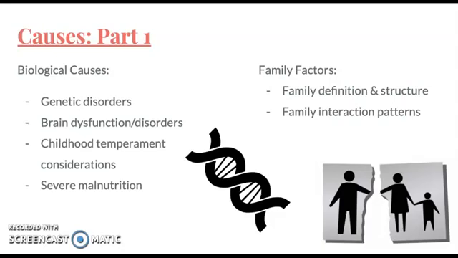This could include genetic disorders, brain dysfunction disorders, or childhood temperament considerations, or even severe malnutrition. An example of biological causes could be traumatic brain injury, or even newborns' inborn tendency towards certain behavioral patterns. Another cause is family factors, which is family definition and structure, which means single-parent families and or substitute care, and also family interaction patterns like child abuse.